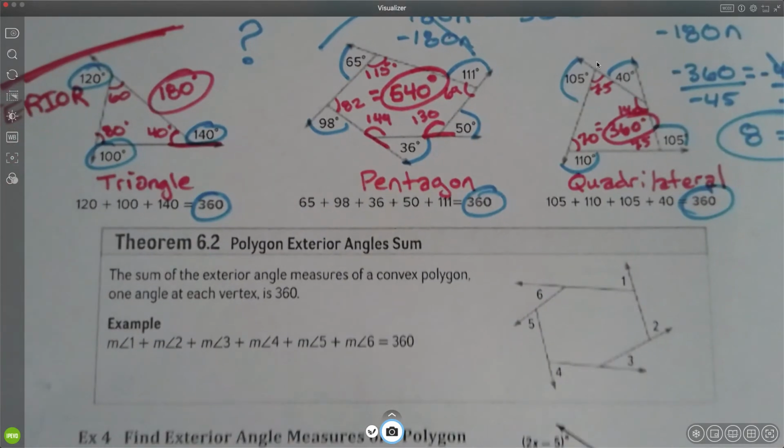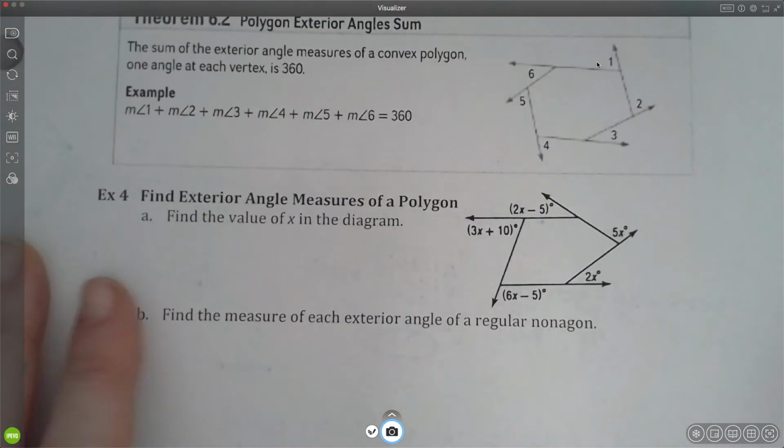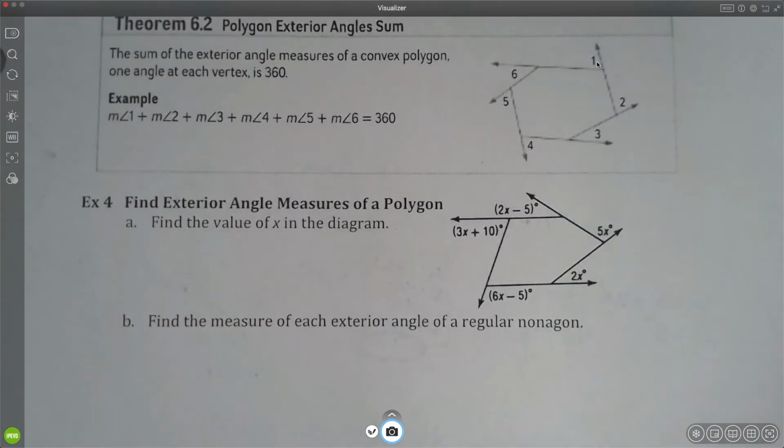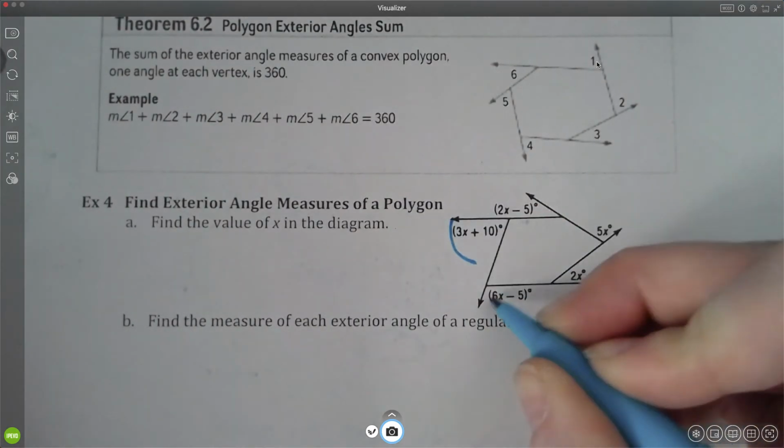Okay, so in A, find the value of x in the diagram. This guy has a pentagon. Is it a pentagon? Yeah, pentagon. But we don't really care, because it doesn't matter how many sides we have. They all add up to be 360. So these angles right here all add up to be 360.